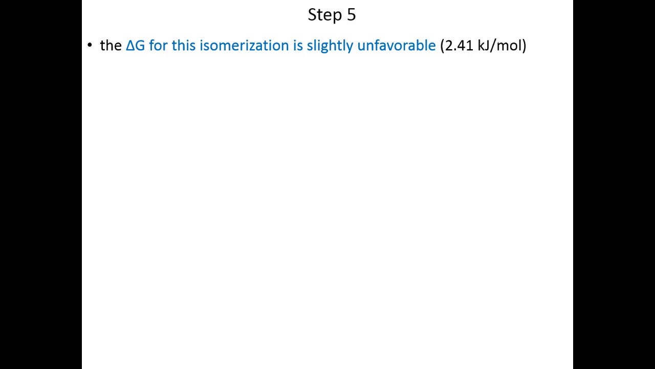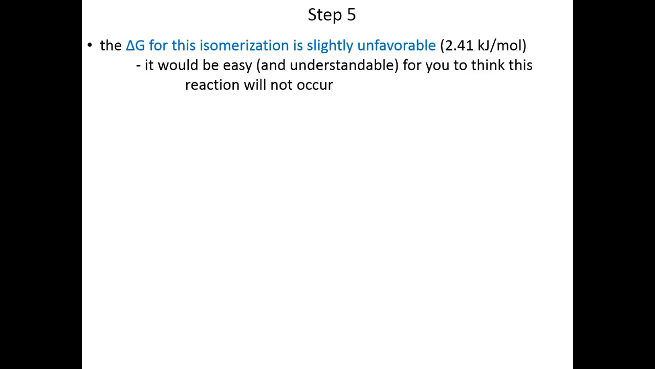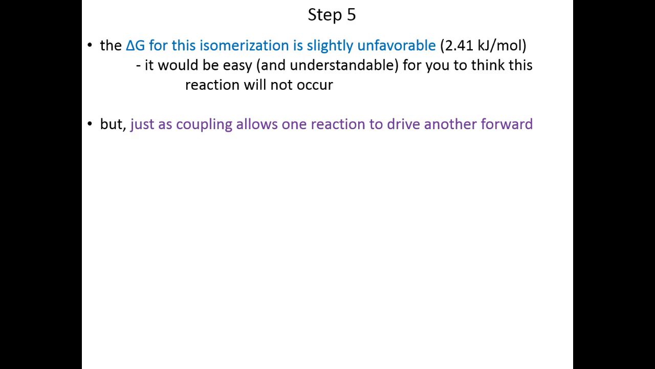Back to step 5, though, from an energetics perspective, the delta G for this isomerization reaction is slightly unfavorable. It requires a little bit of energy. It's a positive 2.41 kilojoules per mole. Now, that's not a killer delta G, but it is positive. It would be easy and understandable for you to think of this as an unfavorable reaction. Indeed, it has a positive delta G.